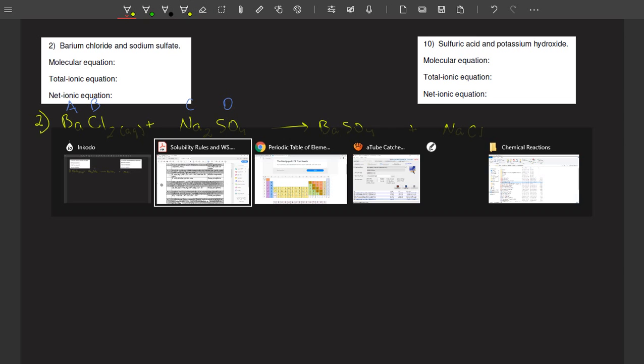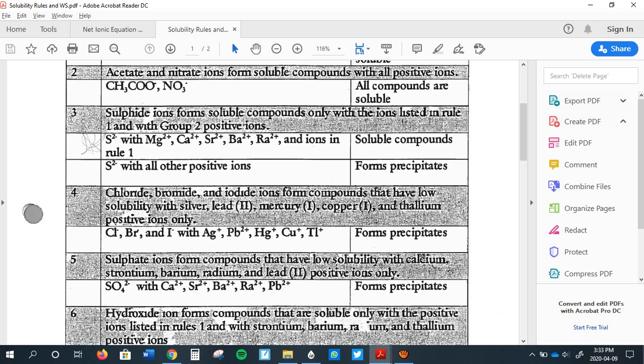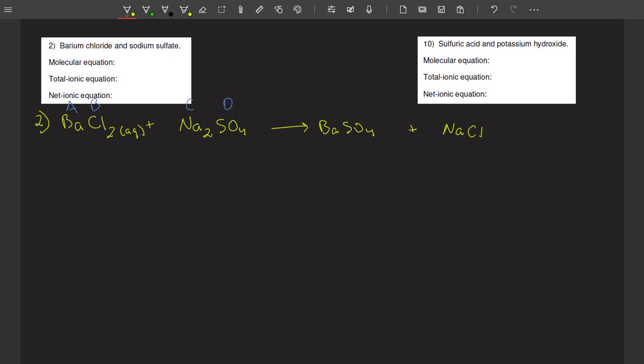Sodium sulfate. And we're going to go back to our solubility rules. We're going to look for a rule that talks about sodium or sulfate. Here we have sulfate ions form compounds that have low solubility with calcium, strontium, barium, radium, and lead ions only. Lead 2 positive ions only. So sodium is not in that list. That means it is going to be soluble. So we write AQ.